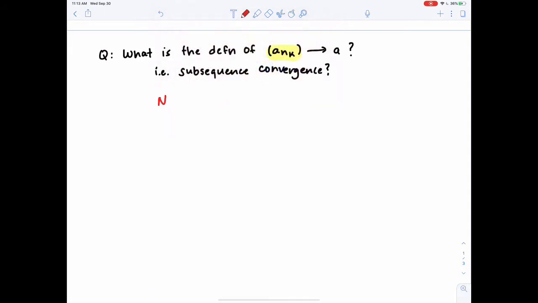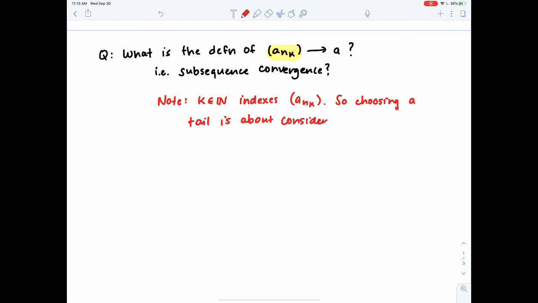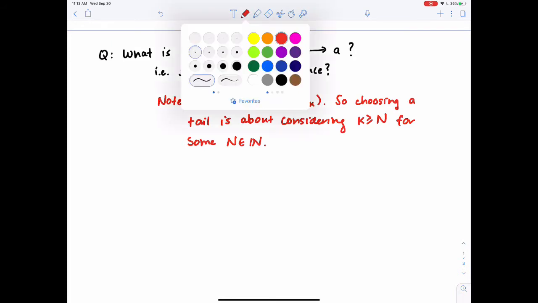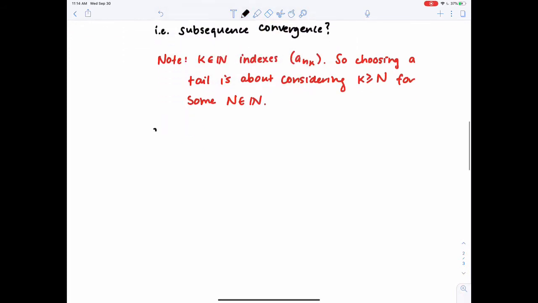So note, k in the natural numbers indexes a_{n_k}. So choosing a tail is about considering k greater than or equal to capital N for some N. Now technically if you wanted, you could go with n_k being greater than or equal to capital N. But if I wanted to write down the precise definition, it should be as follows.